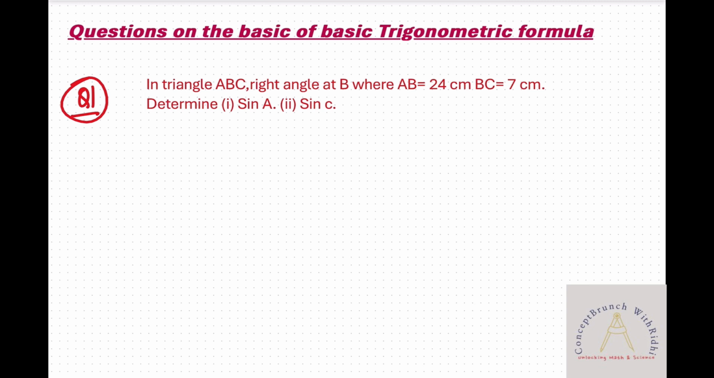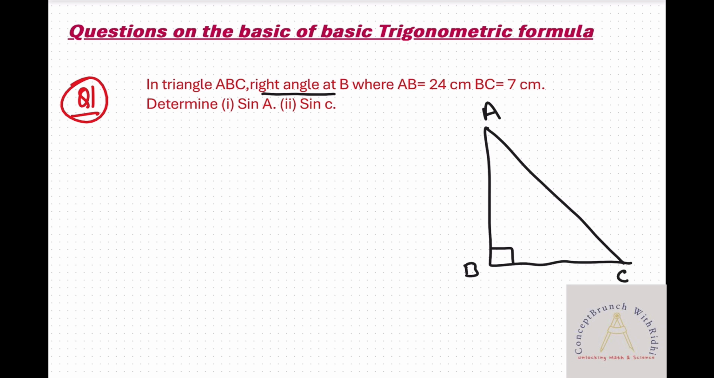Our first question is: in a triangle ABC, right angled at B. So first let's make this triangle. I'm just making a right angle triangle here. B is the right angle. I will put in a sequence A, B, and C, where AB is 24 centimeter and BC is 7 centimeter. We have to find out sine A and sine C.